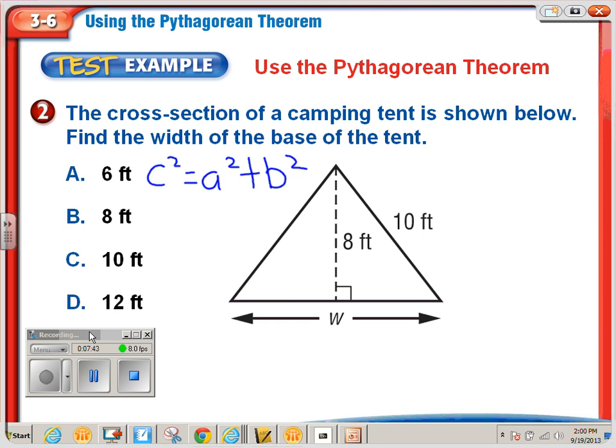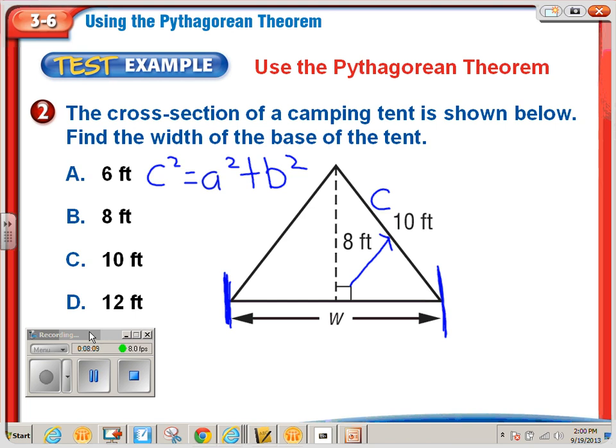So let's kind of dissect this a little bit. It wants to know the width of the base of the tent. So what it's asking ultimately is what is the distance from this point to this point? That's what we're trying to find out. W is going to represent our width. So the information that we know is that here's our right angle, and opposite of the right angle is going to be C. That's where I would always start with labeling the figure.